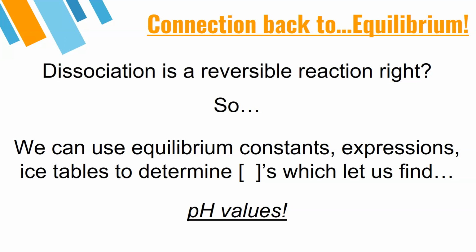So we aren't actually learning anything new. All we're doing is we're applying our ice tables to an acid-base problem first. And then once we know our concentration, we proceed with our normal pH calculations. So we're really just pushing these two chapters together. That's really all we're doing.